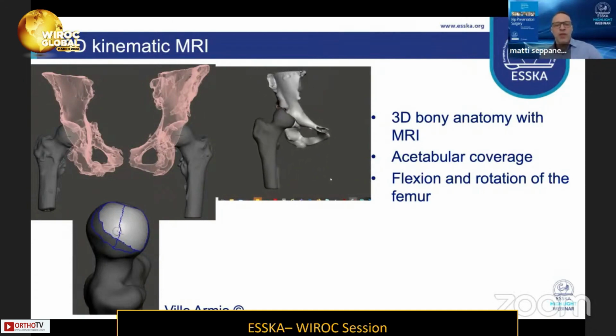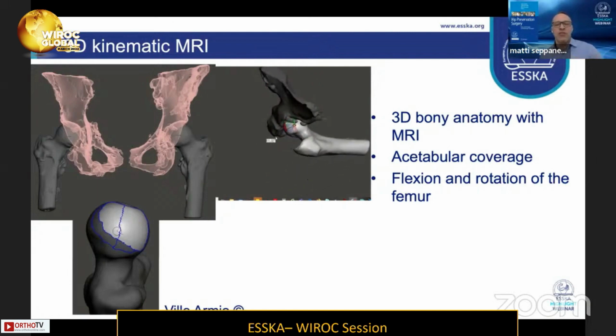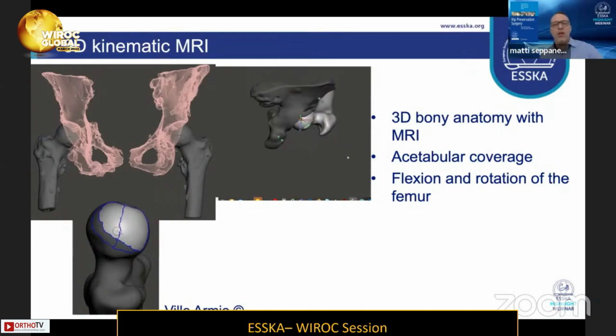You have to be really careful not to create a DDH situation. With this one, you can do 20 degrees of internal rotation of the femur. You can do flexion to 90 degrees, and you can see the impingement which is caused by the bony fragments. Then you can remove those fragments and see what the movements of the hip will be after the resection.